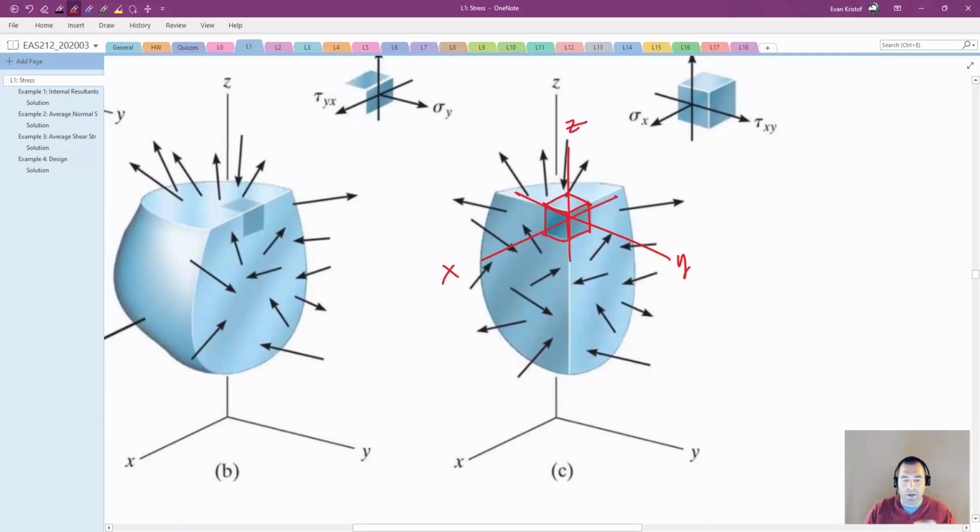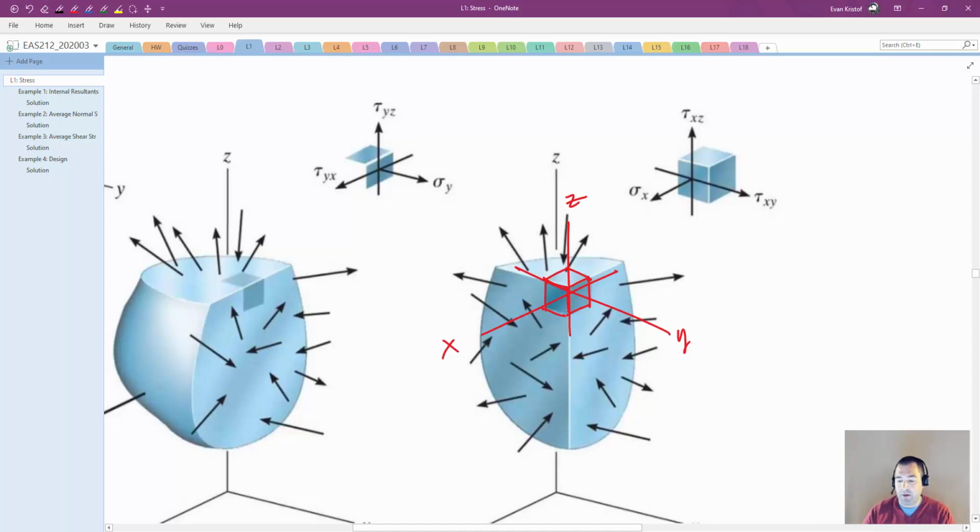And that differentially small area for each direction just becomes a face of a cube. So here you can see this cube, and each face can have stresses associated with it: the force acting on that face divided by the area of the face itself.